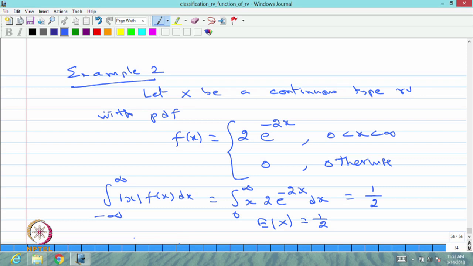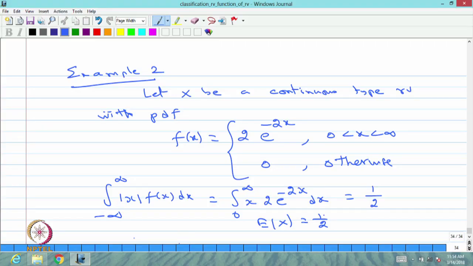Later we are going to say this random variable is exponentially distributed with parameter 2, which we are going to discuss later. Therefore the expectation of an exponentially distributed random variable is the reciprocal of the parameter. So here the parameter is 2, and the expectation is 1 divided by 2. We can go for one more example.